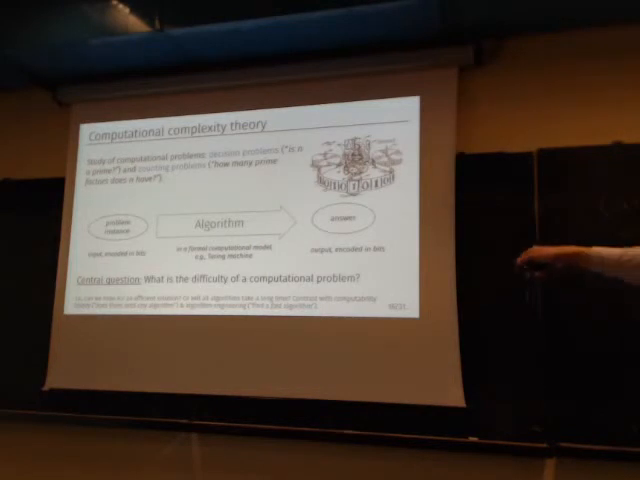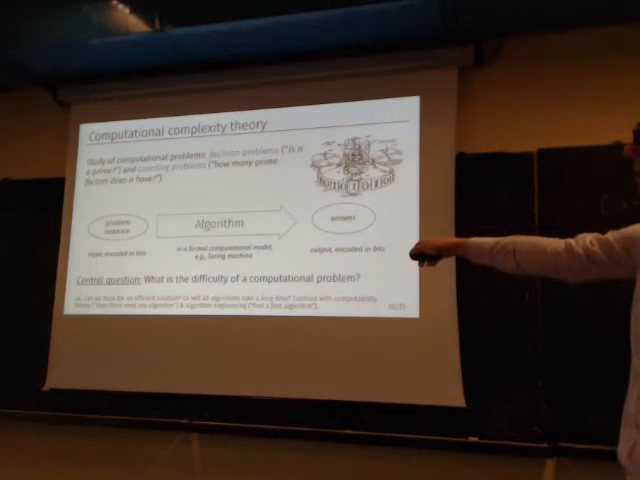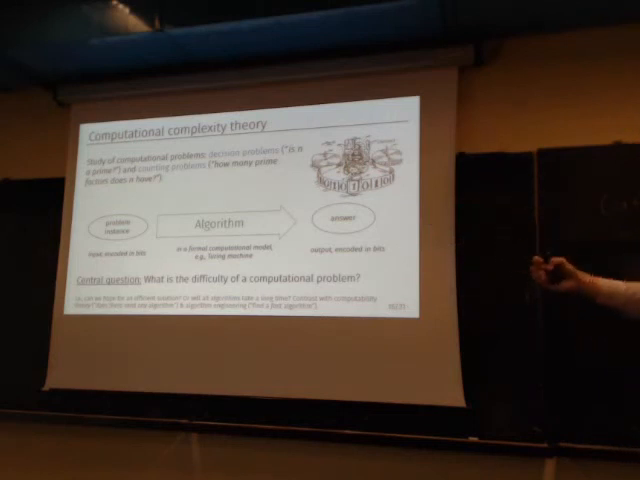So for example, if we have a number that has n digits for some large n, how many operations do we need to decide if it's prime? Okay. How does the number of operations scale with n? Is it a polynomial scaling or is it an exponential scaling, for example?